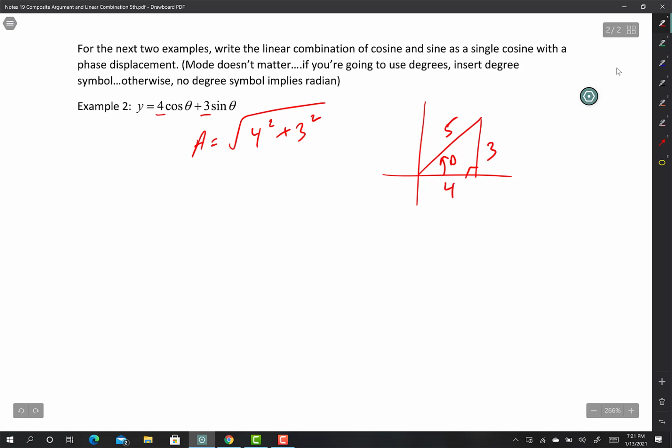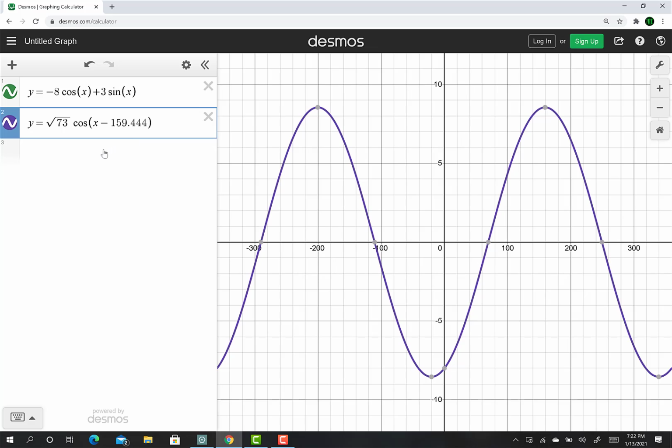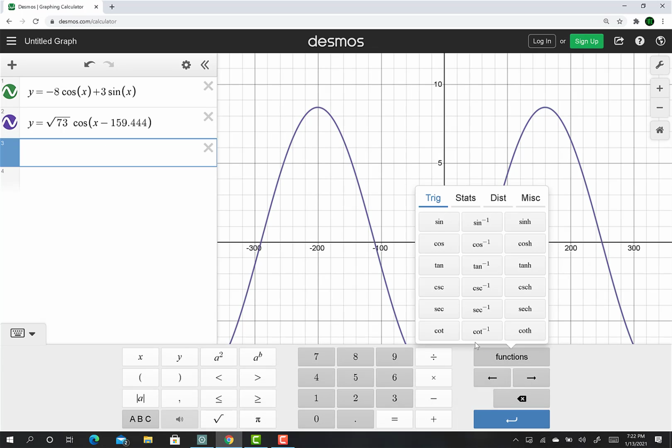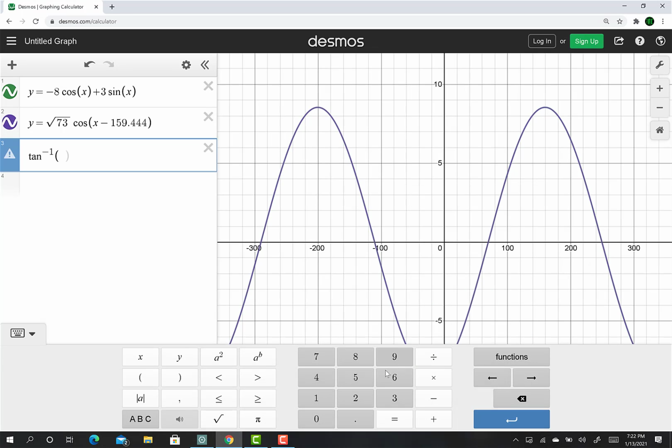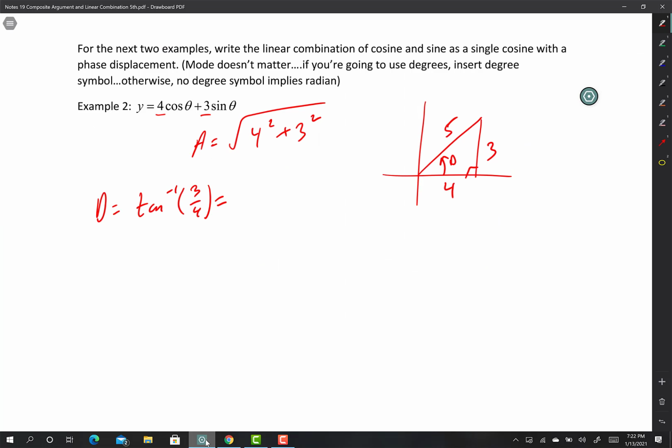And then to find this angle, I'm just going to go arctan of 3 over 4. Let's see what that is. arctan of 3 over 4, and there it is, 36.8699. So that's what I'm going to write. 36.8699.